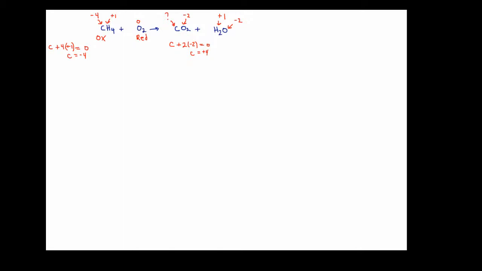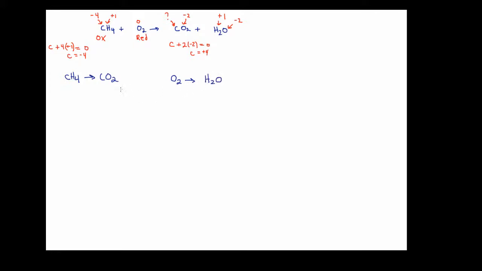Alright, now that we've worked that out, we're going to split these into half reactions. The way that we're going to do that is we're going to have an oxidation half reaction and a reduction half reaction. So the oxidation half reaction will be the methane going to CO2. All right, and the reduction half reaction is going to be oxygen going to H2O.